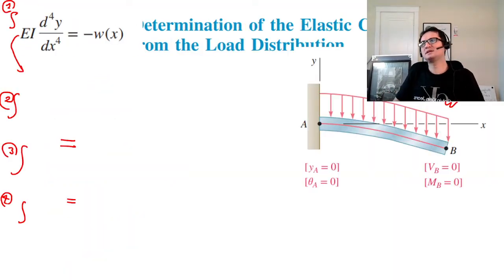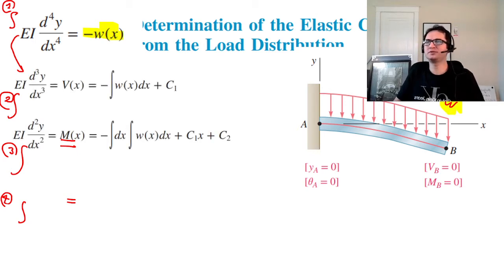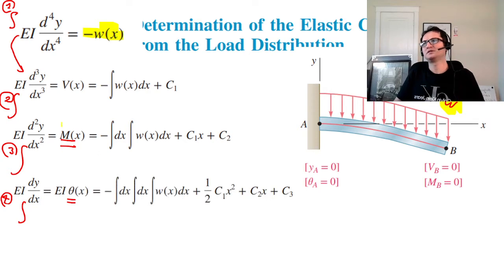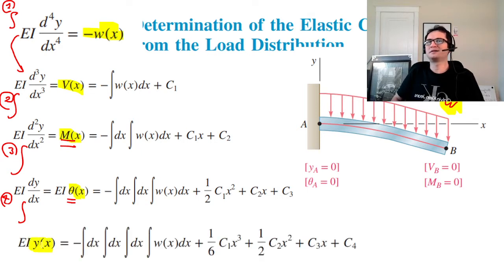So if you are only provided with the load function w, by four consecutive integrations of the load, you can reach the elastic curve equation, which is delta. Let's put it into an example to see how that works.